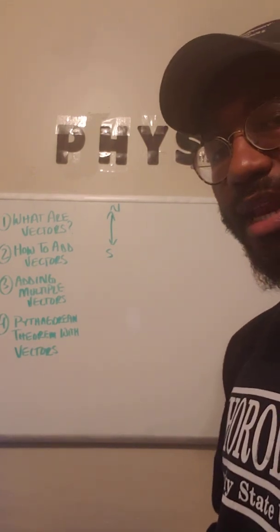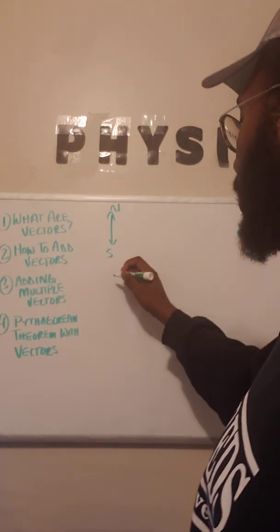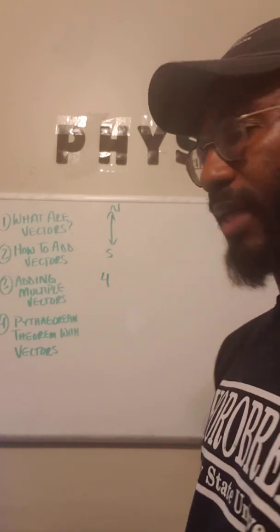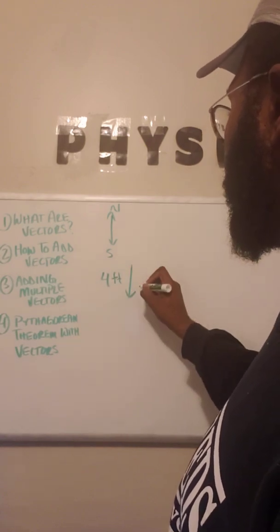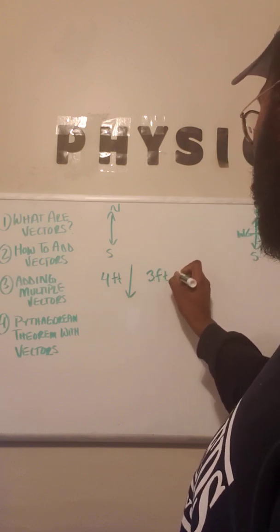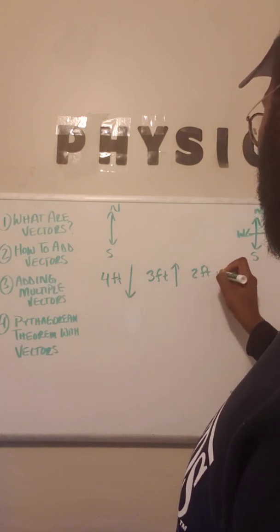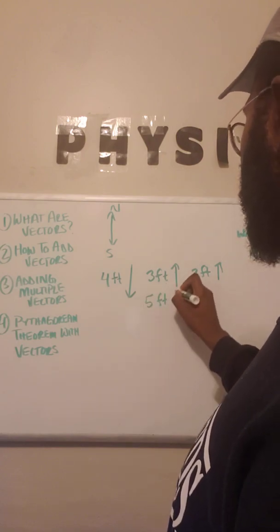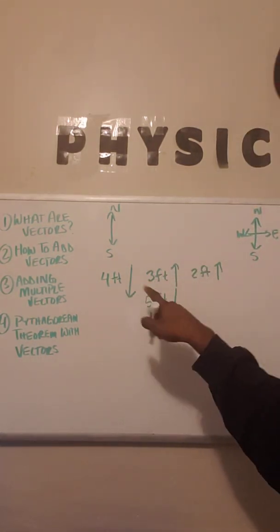So when we're adding multiple vectors, before we do a word problem, I kind of just want us to see the principle behind it. So let's say, first of all, our vectors need to have the same units, otherwise we can't add them, right? So let's go with feet. We're going to be working with feet. So let's say we have 4 feet south. We have 3 feet heading north. Let's say we have 2 feet also north. And let's say we have 5 feet heading south. Okay? So, I've got a lot of different vectors up here, right?